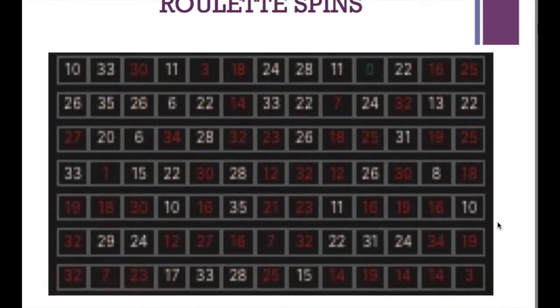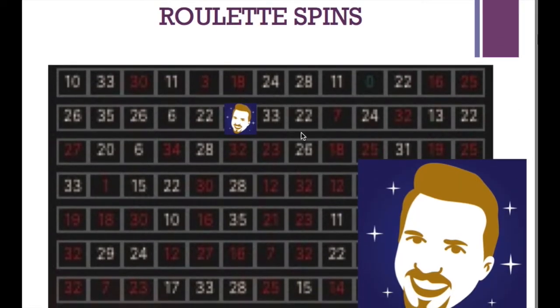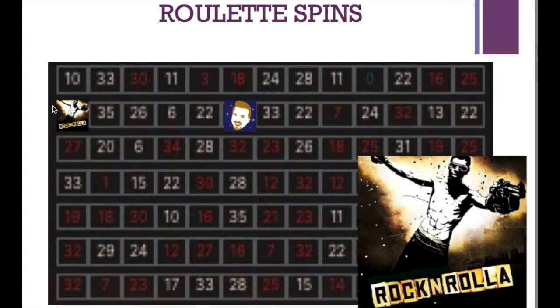Here are real roulette spins, and here you see zero green. Let's give it a spin. Rushdie starts here and tries to catch zero green. He will use a flat bet, so always 1 euro. So he starts here: 1, 2, 3, 4, 5, 6, 7, 8, 9, bang, 10. Rock'n'Rolle starts here, and he needs 5 attempts: 1, 2, 3, 4, bang, 5.